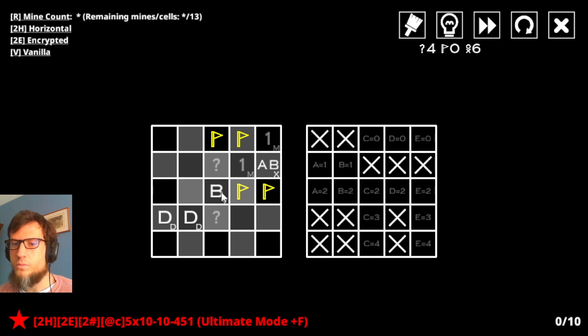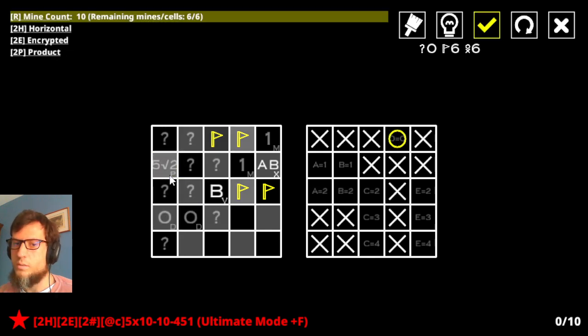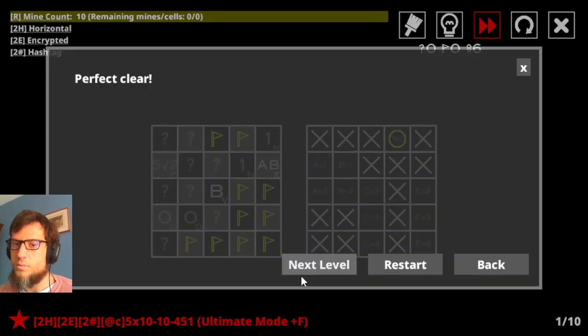B could be 2, and that would force D to be 0, actually. Oh. So if D is 2, it would force another one on the B, which would make B 2, but they can't both be 2. So actually, that's what it is. Alright. 5 root 2 product. Okay, I mean, I guess. If that's the way you want it.